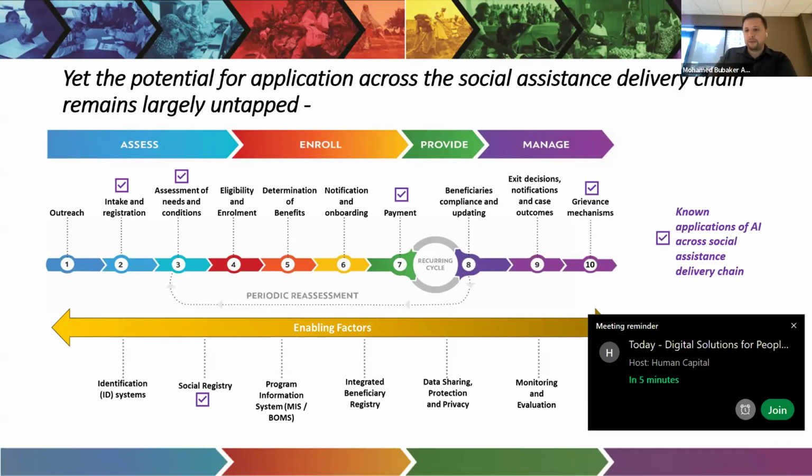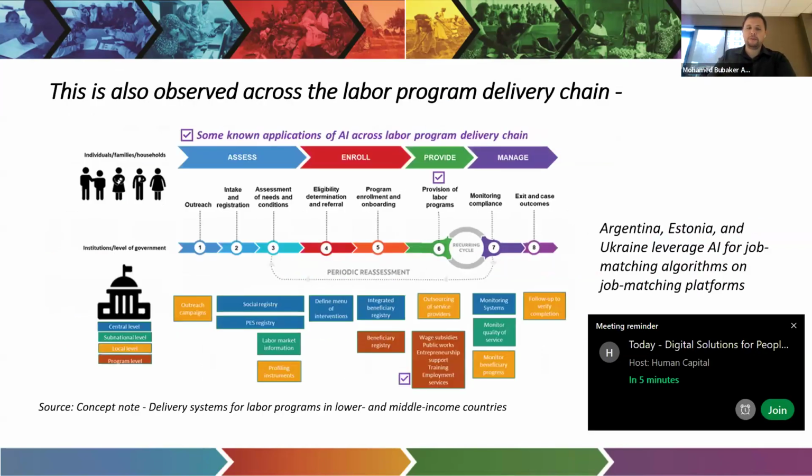So I think there is a lot of potential that is untapped here in terms of social protection and social assistance. When it comes to the labor market delivery chain, we also observe the same thing, where we don't see a lot of examples of use. But for example, Argentina, Estonia, and Ukraine leverage AI for job matching algorithms and platforms to connect people who are seeking jobs with the employers and minimize the friction in the middle.